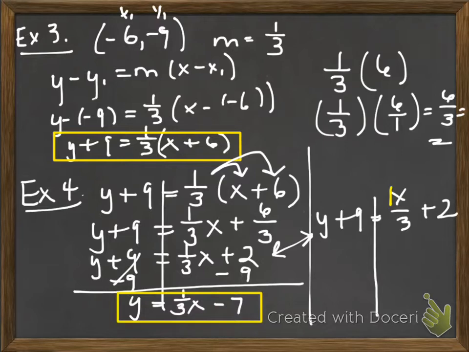So I went from point slope form here to slope-intercept form there. Any questions? Okay.